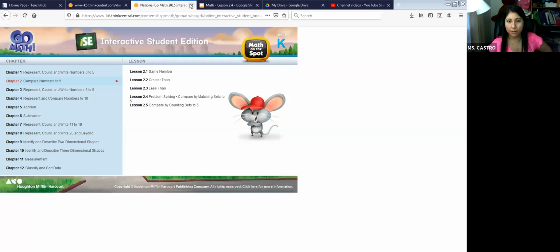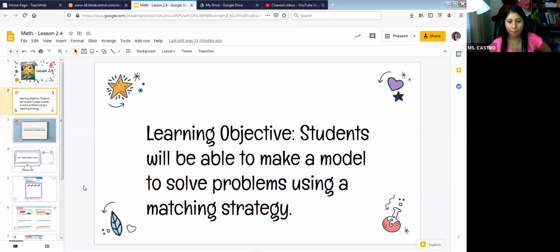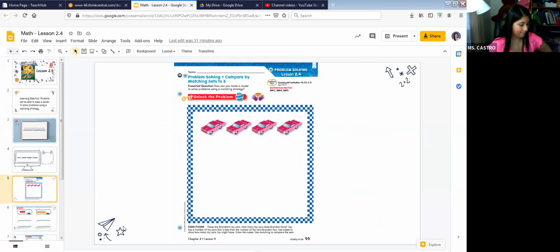Okay, so let's look at our math books. We have on page 99. So that's one number away from 100. So we're looking at page 99. You're going to look at these purple cars here, okay?